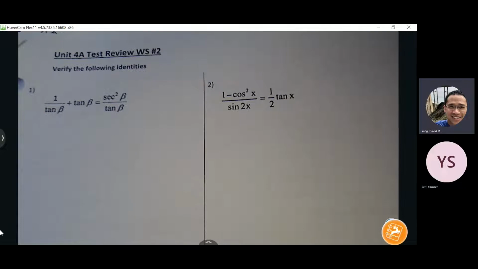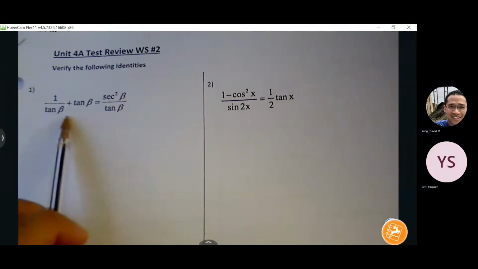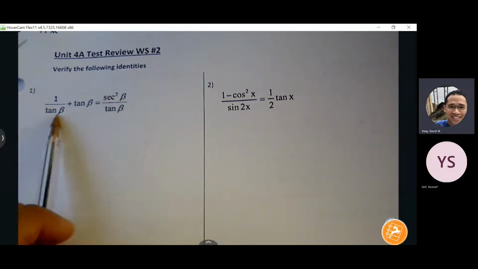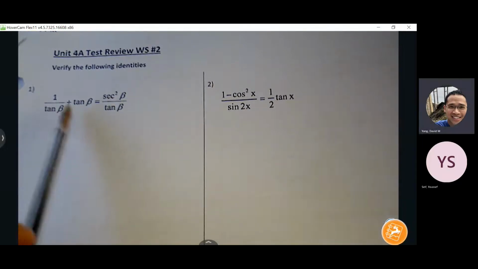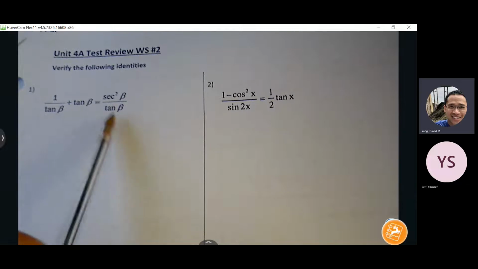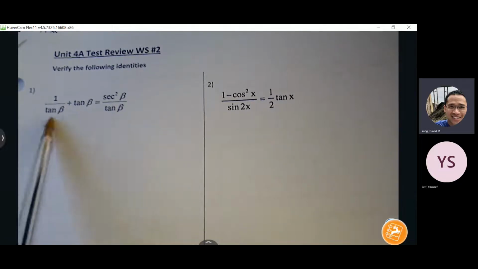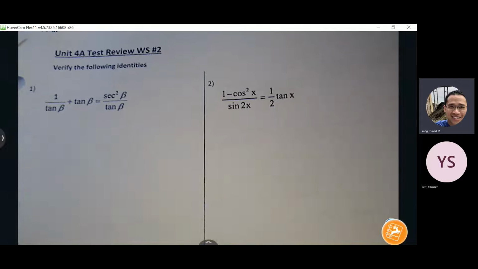Starting with number one, verify the following identities. So we can start off just by seeing that, okay, I have two terms here. I'm trying to get it down to one term. What if I just went through common denominator? Okay, so add those two fractions together.